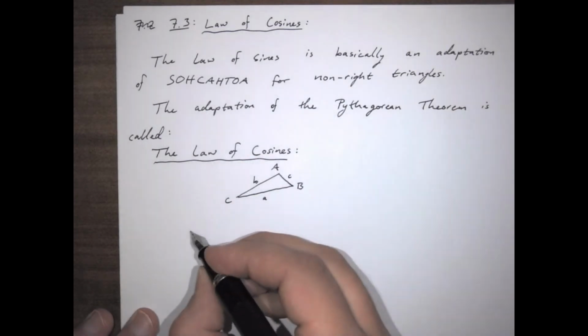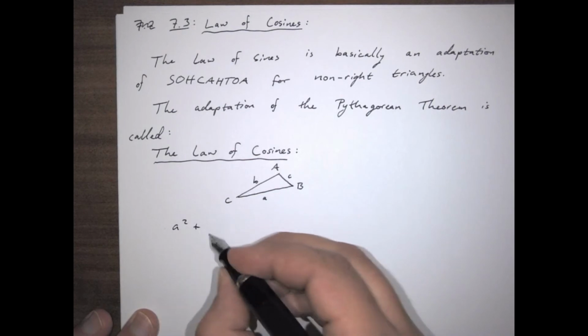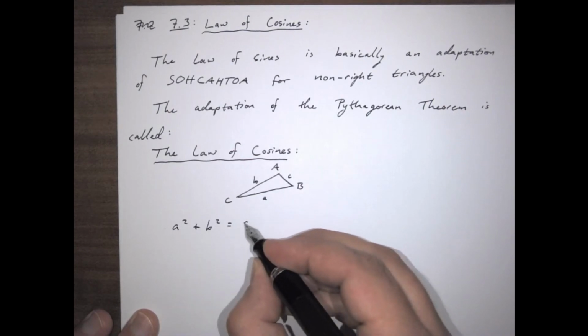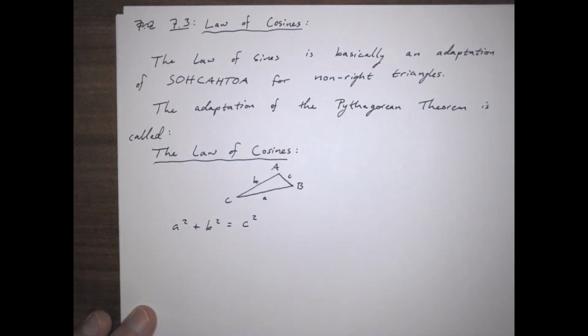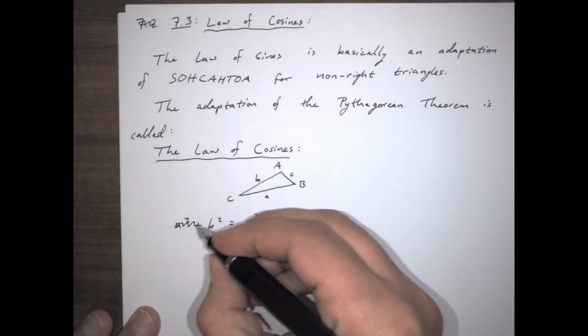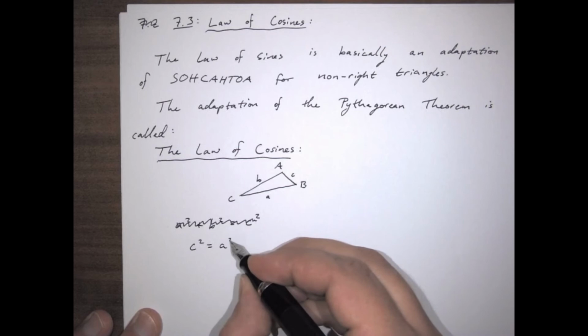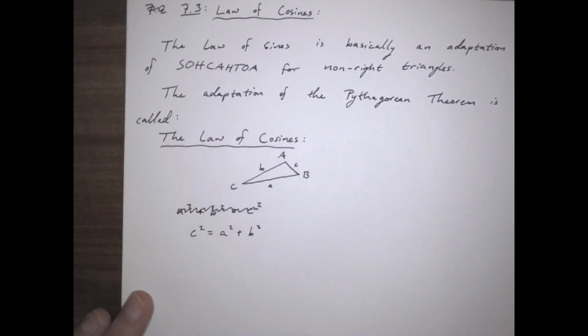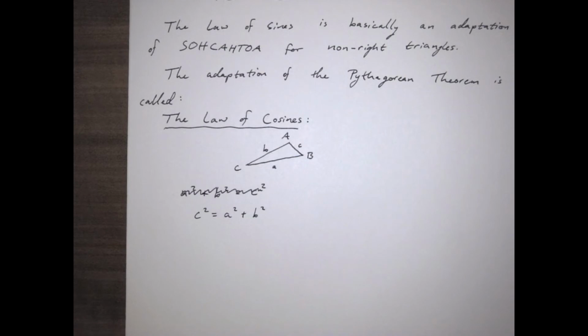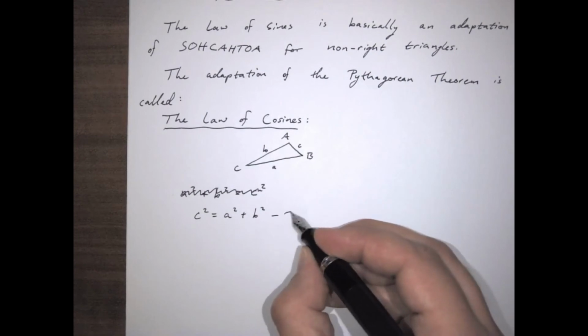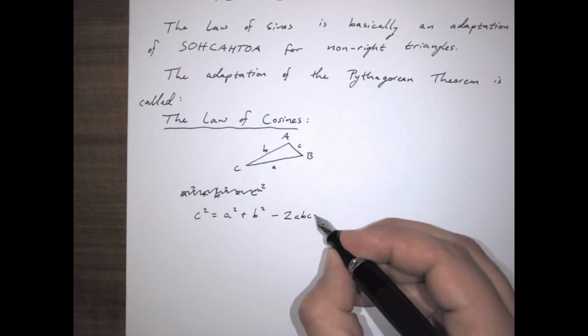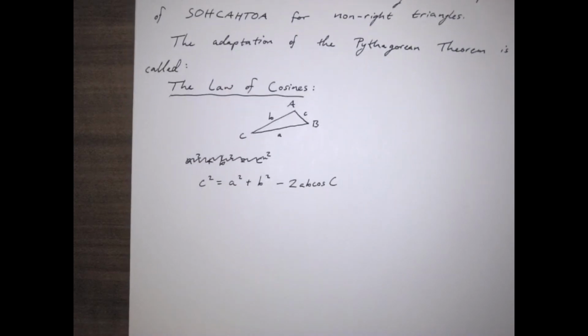So if we have this, then a squared plus b squared equals c squared. Sorry, actually let me rewrite that in the other order. I meant to say c squared equals a squared plus b squared. If I stopped right there, this would be the Pythagorean theorem, and it would just be a right triangle. If it's not a right triangle, you need an extra term, minus 2ab cosine c.